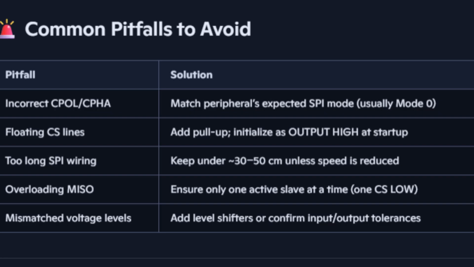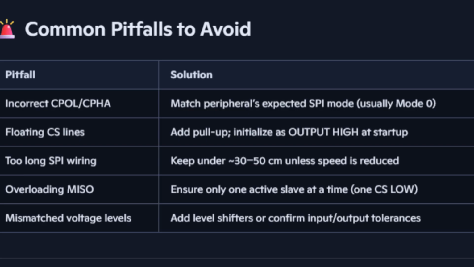And crucially, MISO contention. Ensure slaves properly tri-state, go high impedance, their MISO output when their CS line is high. If two slaves try to drive MISO at the same time because one didn't disable correctly, you get bus contention, which corrupts data and can even damage the pins. For longer off-board connections, if you absolutely must, using twisted pairs, for example, SCK twisted with GND, MOSI twisted with GND, or shielded cable, can help reject noise, but reducing speed is still often necessary.